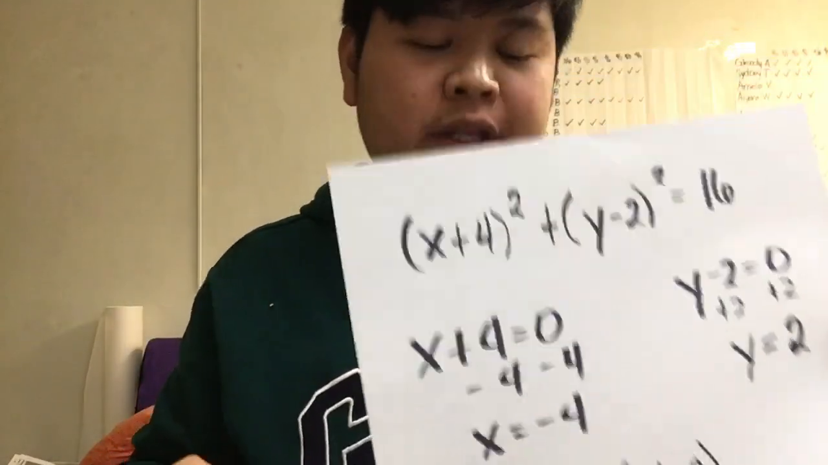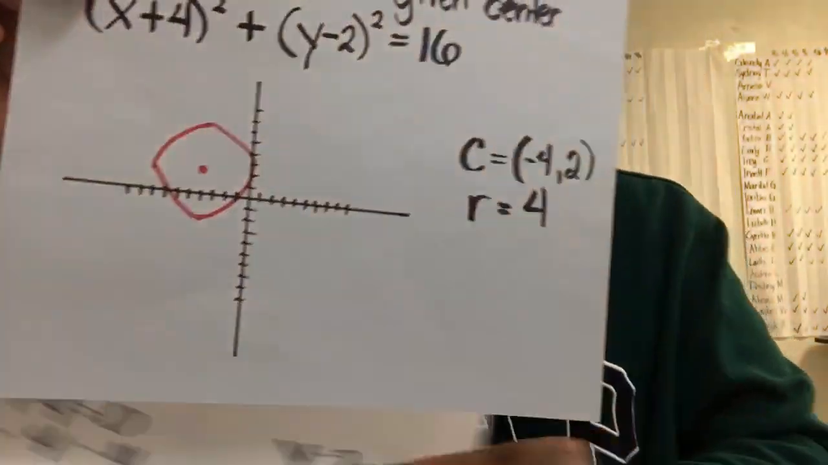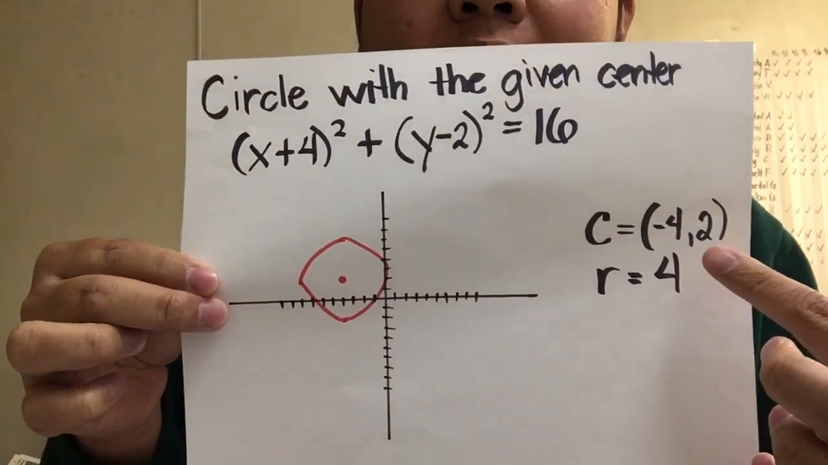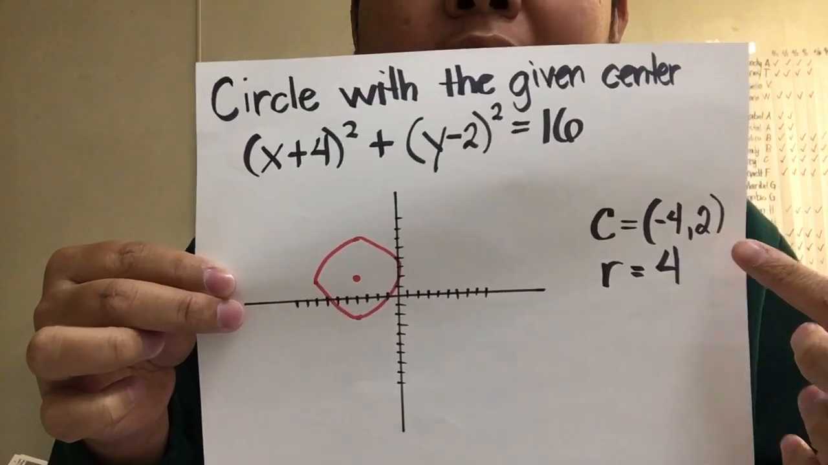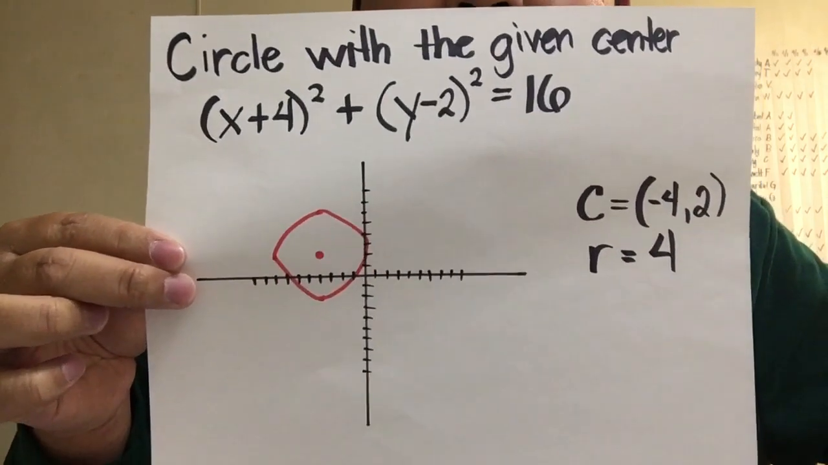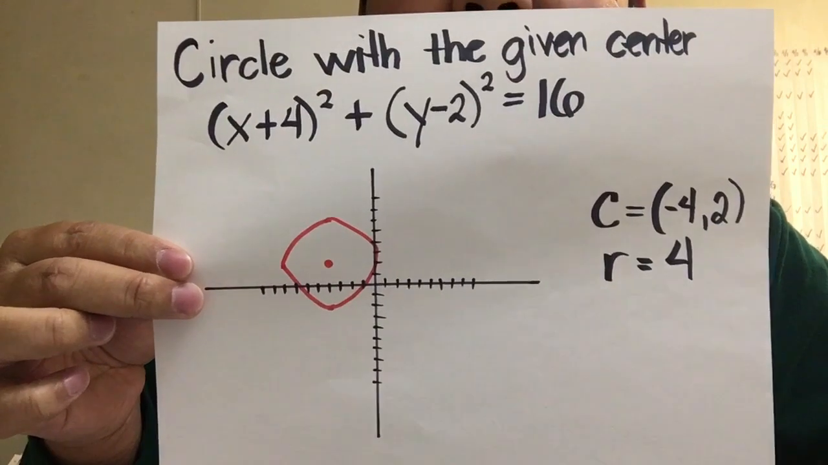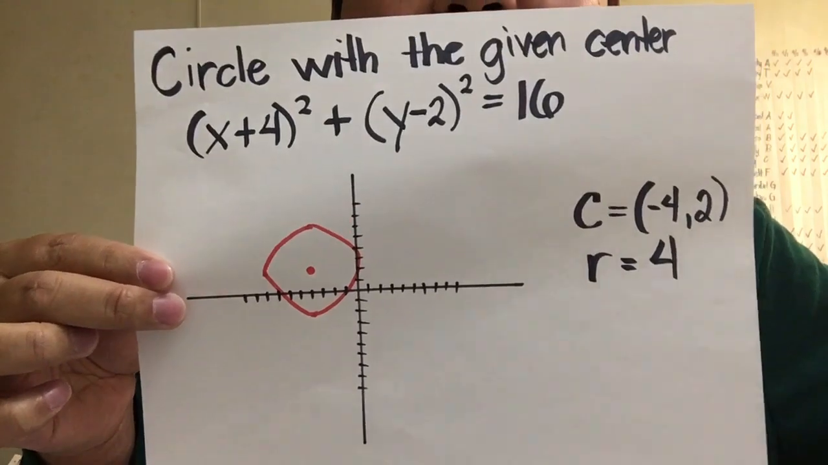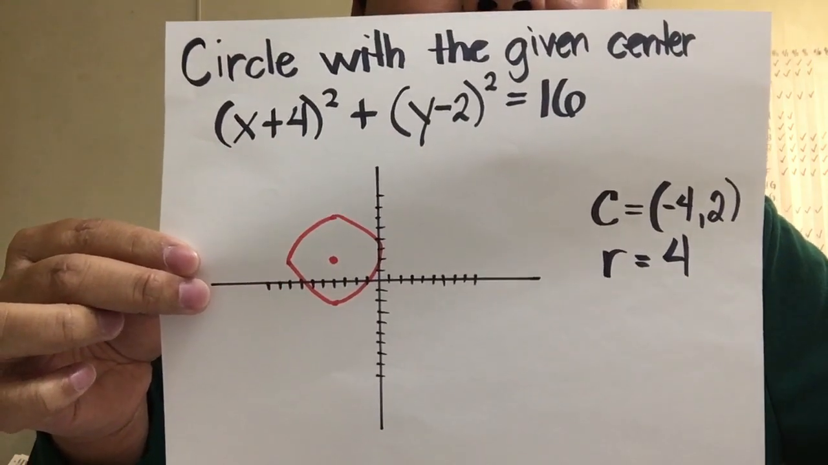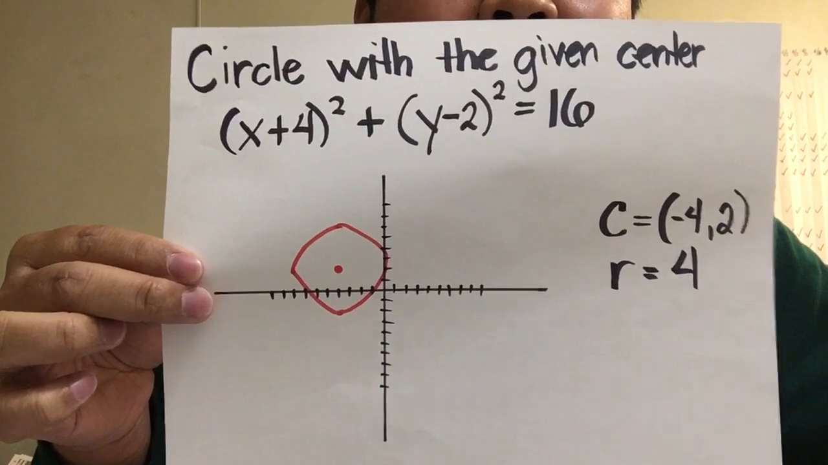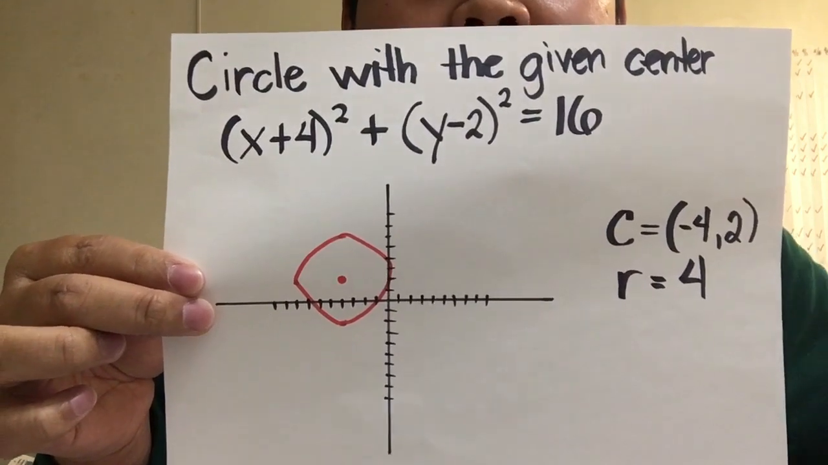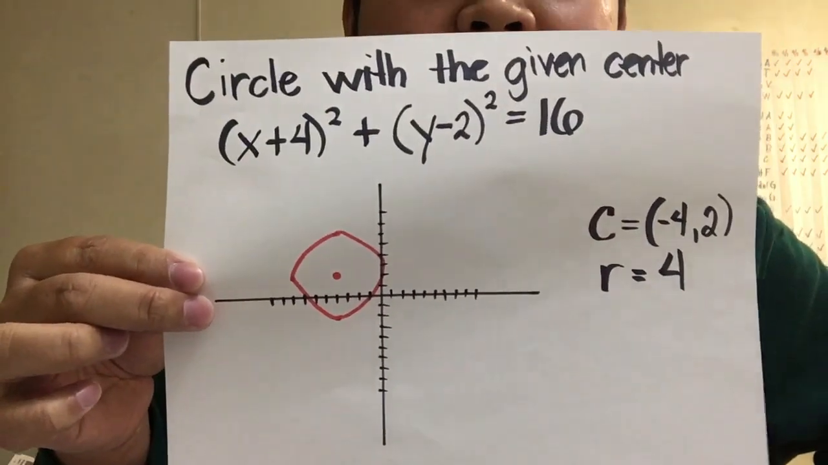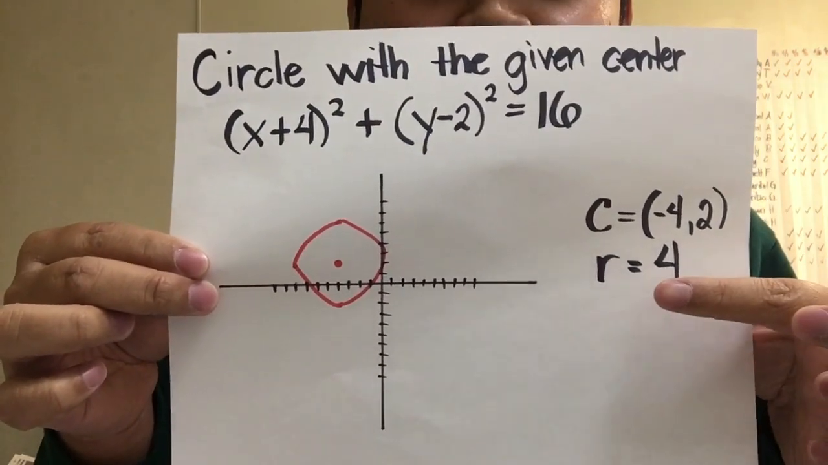So we can now go back to our problem. If we look at this one, I wrote -4 and 2 as my center. Now, I hope you remember how to find the radius. To solve for the radius, we will what? Anyone? I hope you remember it. We need to take the square root of the equal number. So the equal number is 16. The square root of 16 is 4.